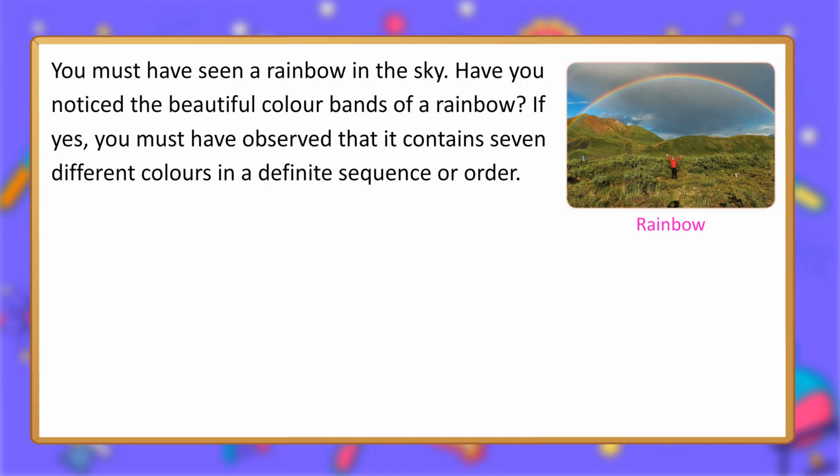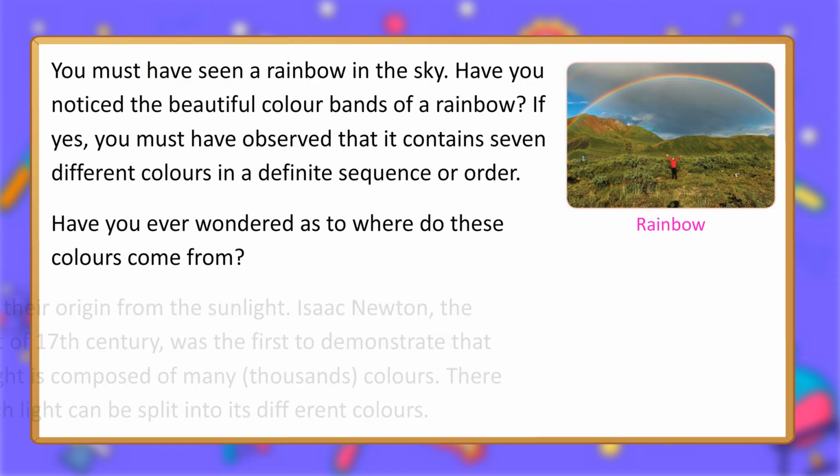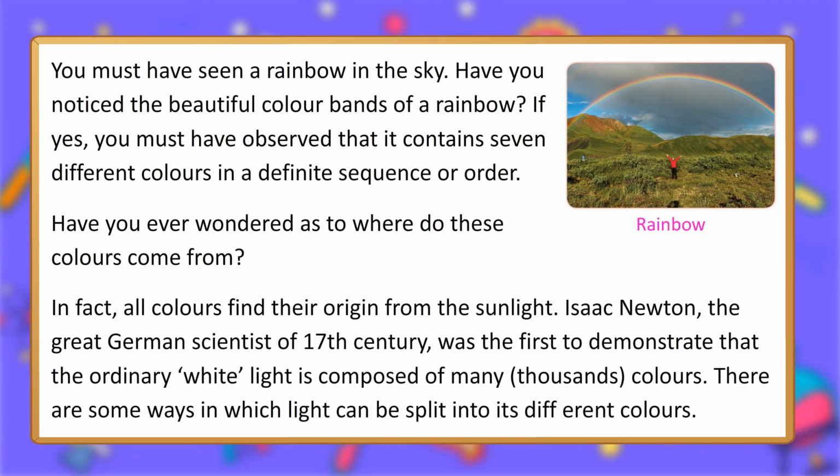Spectrum. You must have seen a rainbow in the sky. Have you noticed the beautiful color bands of a rainbow? If yes, you must have observed that it contains 7 different colors in a definite sequence or order. Have you ever wondered where these colors come from? In fact, all colors find their origin from the sunlight.